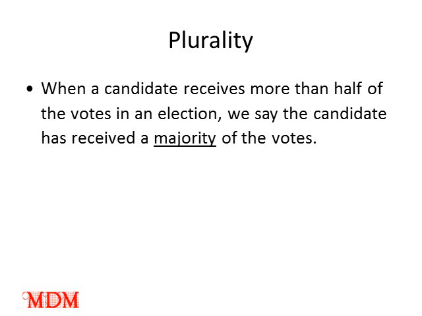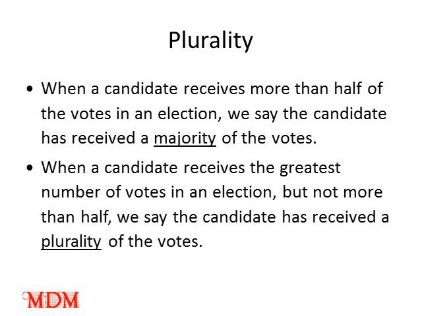When a candidate receives more than half of the votes in an election, we say the candidate has received a majority of the votes. When a candidate receives the greatest number of votes in an election, but not more than half, we say the candidate has received a plurality of the votes. There are many different types of voting methods. However, in this lesson we will discuss the most commonly known method in the U.S., plurality. We will also compare this method to the two most commonly used standards of fairness in voting.